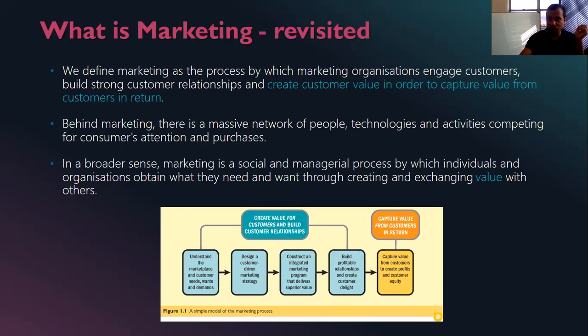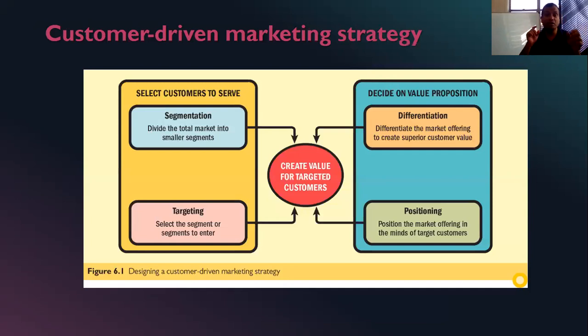So how can a company design a customer driven marketing strategy? For the customer driven marketing strategy, broadly the concept which covers this is STP: segmentation, targeting, and positioning.